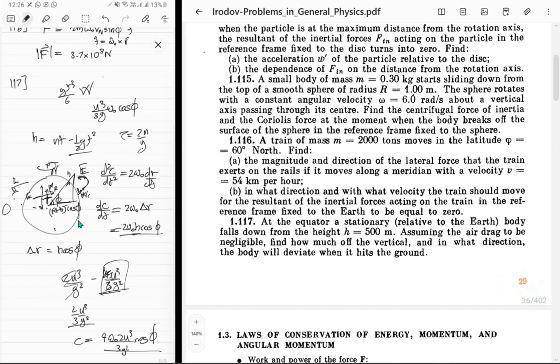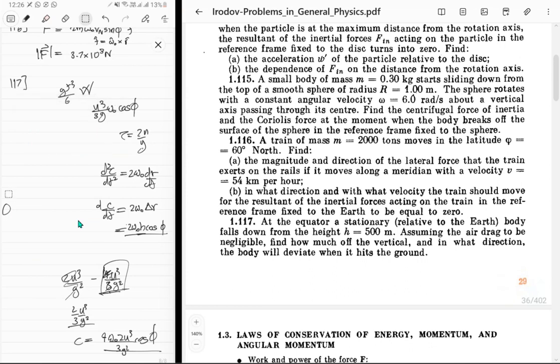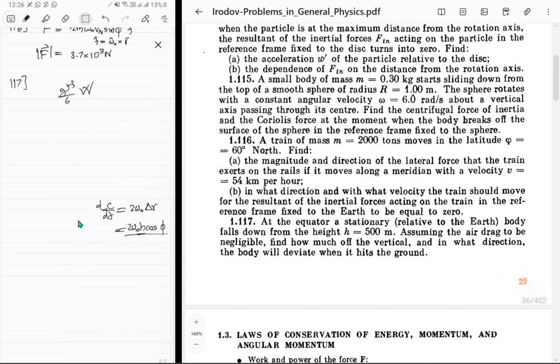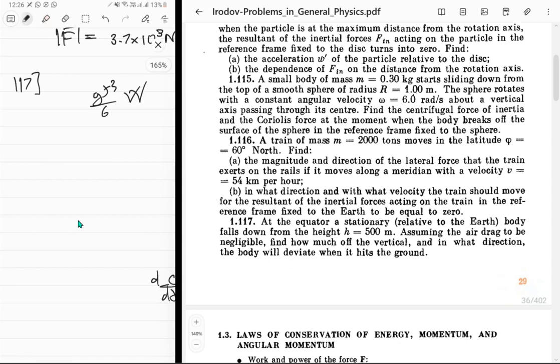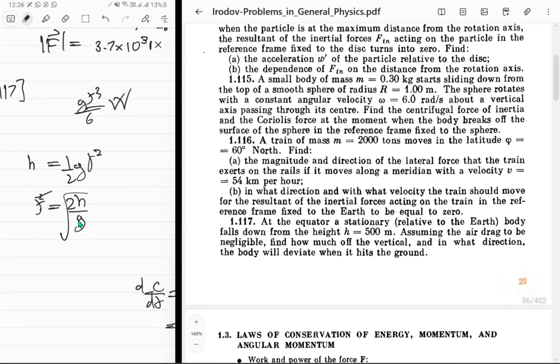Just write west over here. We actually need this thing. Other than that, everything is cancelled, where t is the time required for it to fall. And what's that time going to be? So it's h up, right? So h is equal to half g t squared. So t squared is equal to 2h upon g. Square root of that, then cube.